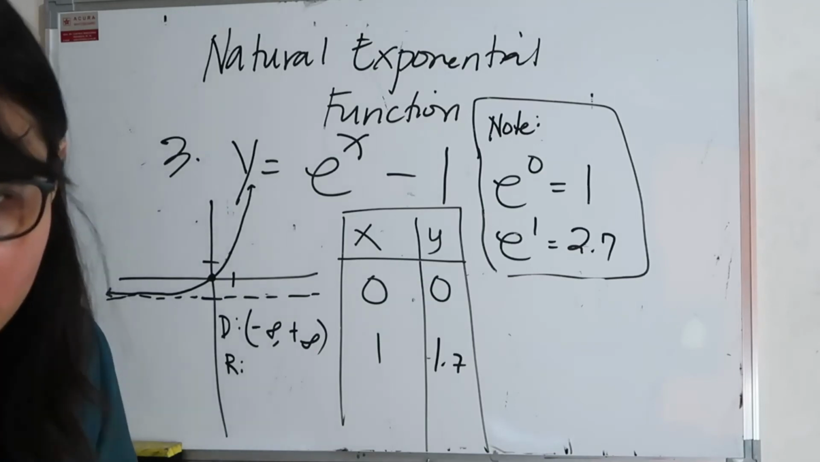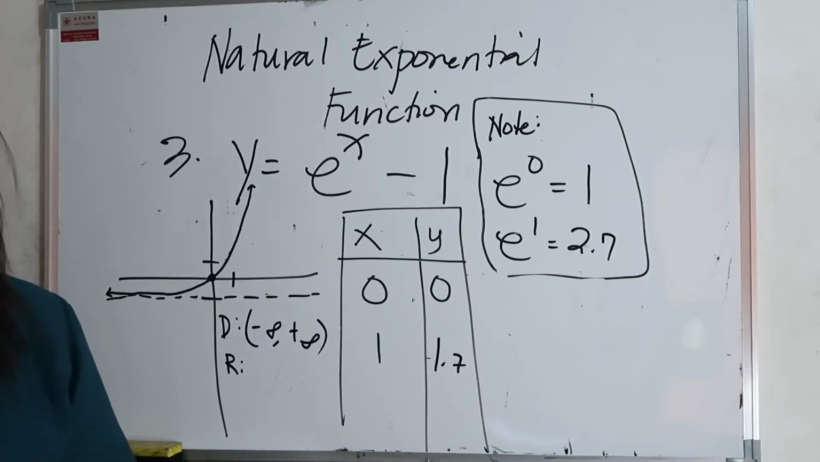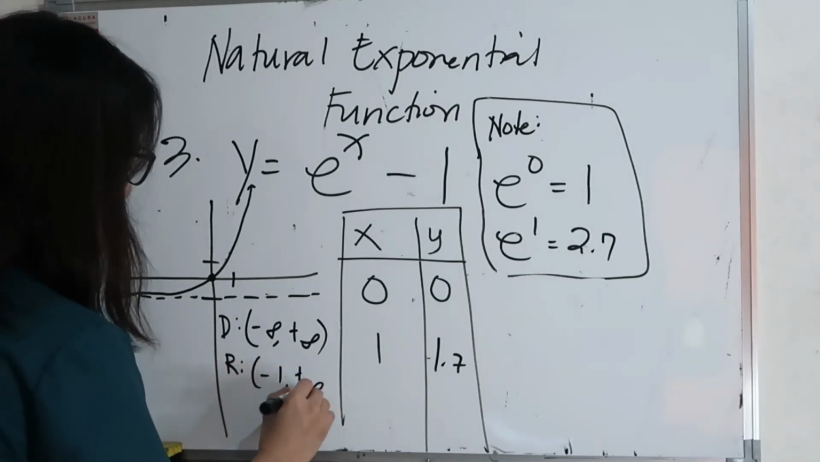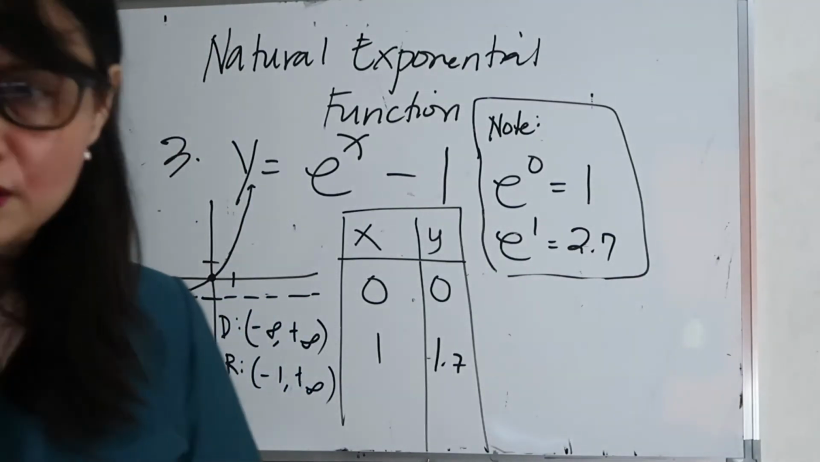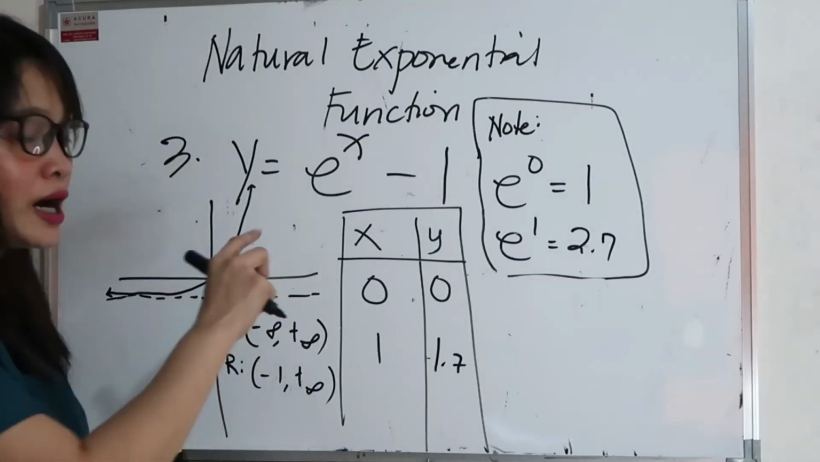And then for the range, it will vary, depending on your horizontal asymptote. So in this particular example, what is the range based on the graph? What is your horizontal asymptote? Negative 1 to positive infinity. Again, your range will vary. You can identify your range based on your horizontal asymptote, so that will be from negative 1 to positive infinity.